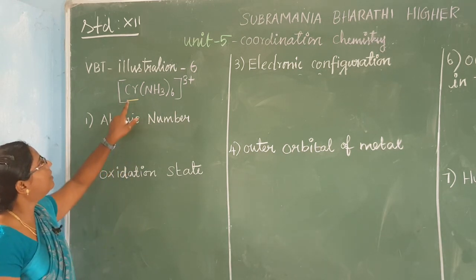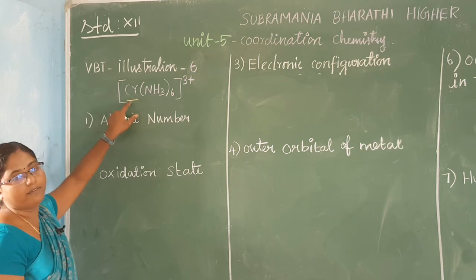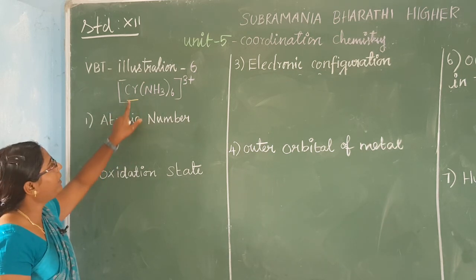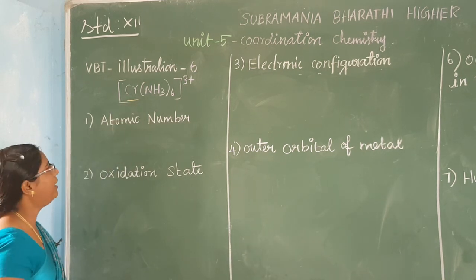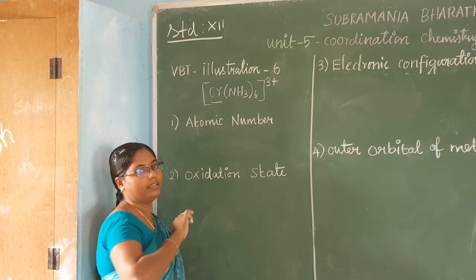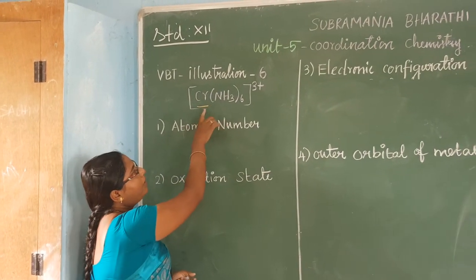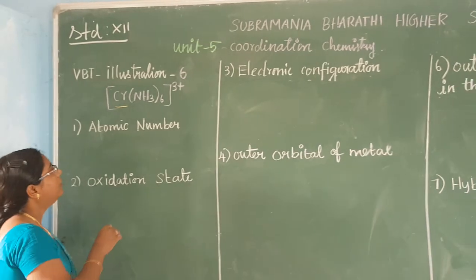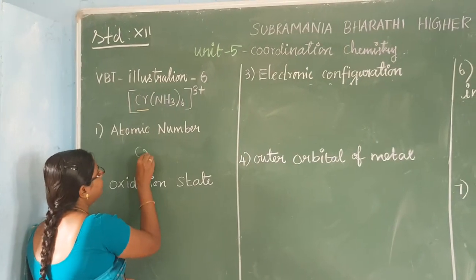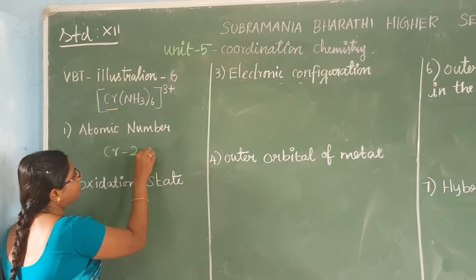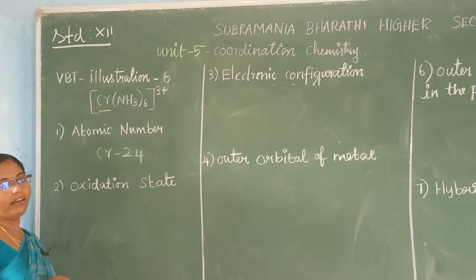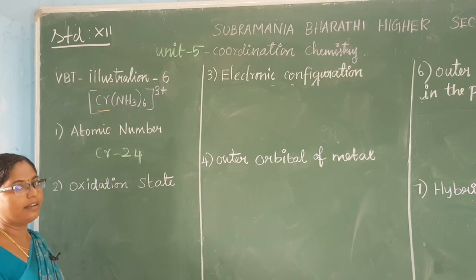So for this, in order to derive this, you have to know the atomic number of the central metal atom. Here the central metal atom is chromium and the ligand is ammonia. The atomic number of the central metal atom is 24. Then we have to find out the oxidation state of the central metal atom.